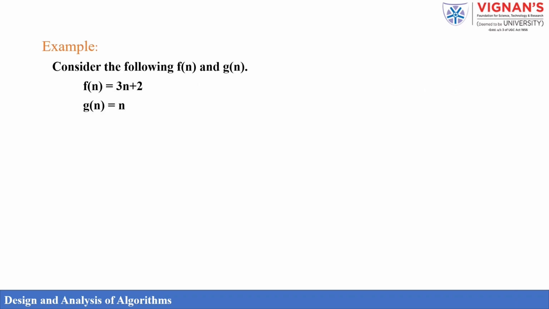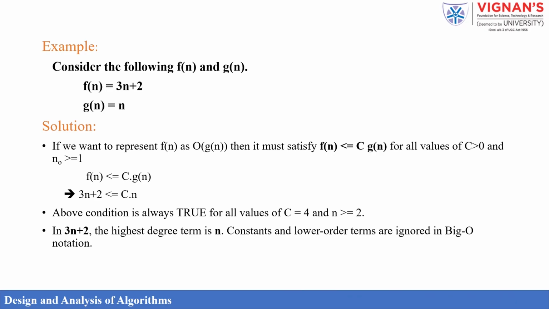Now let us understand big O notation with an example. Consider the function f of n is equal to 3n plus 2 and g of n is equal to n. As the input size n increases, the term 3n grows faster than the constant 2. In big O notation, we ignore constants and lower-order terms. So, only n remains. Therefore, the time complexity of 3n plus 2 is big O of n, which represents linear time complexity.